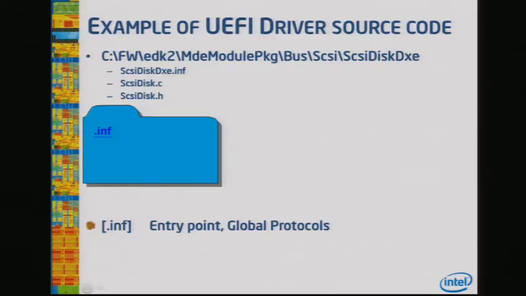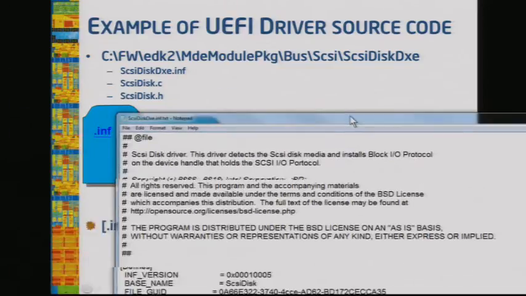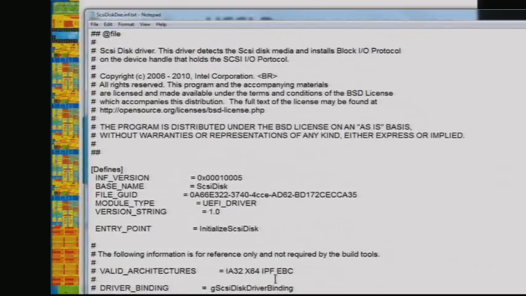And if we look at things like the INF for that, so if I pull that up, you can see that we have an entry point. So this is actually going to be a function in our code, in our C code, called initialize SCSI disk. That's the entry point to our code, and it will just start executing at that point. We see that it's a module type of UEFI driver. We have a GUID, and we're going to get a base name there of SCSI disk.